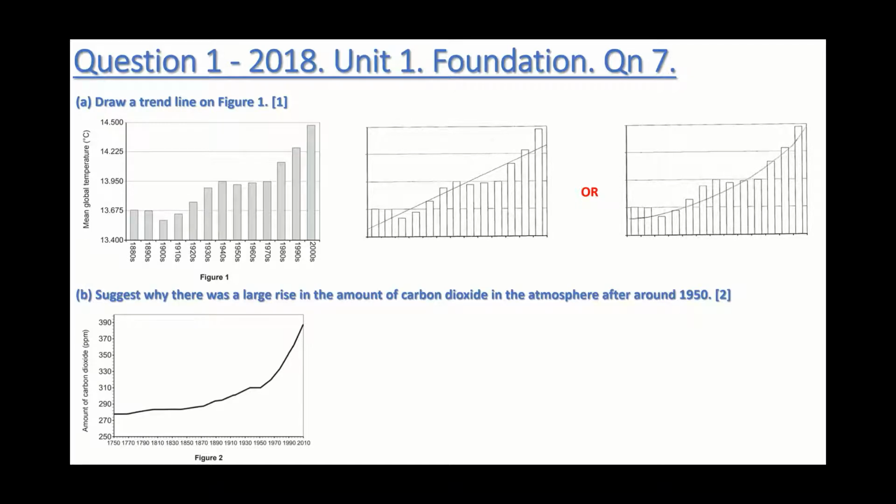Part B of this question then asks you to suggest why there was a large rise in the amount of carbon dioxide in the atmosphere after around 1950. Well, the board has identified two possible answers you may have given here, one of which is because of the increased use of fossil fuels, the other being the increasing amount of cars, lorries, industry and factories populating the Earth. Can you think of any other reasons to why this might be? See what you can think of.